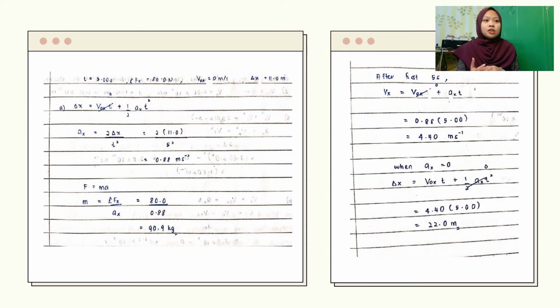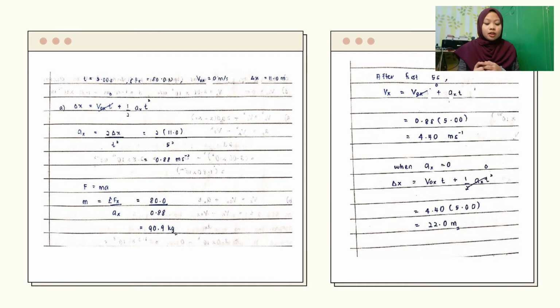So for the first question, they want the mass of the block of ice. So we can use the formula F equal to ma, but since we don't have the acceleration, we need to find the acceleration first by using the formula: the change in x equal to initial velocity times t plus half a t squared. Since our initial velocity is 0 meter per second, we can cancel it out, and we rewrite the formula and make acceleration the subject.